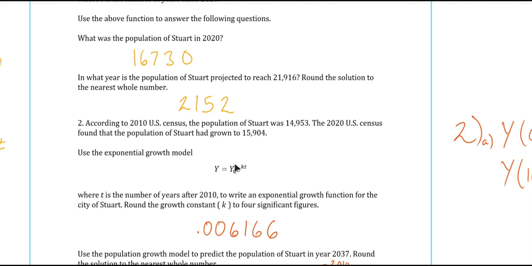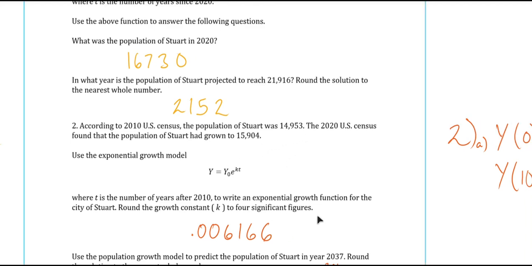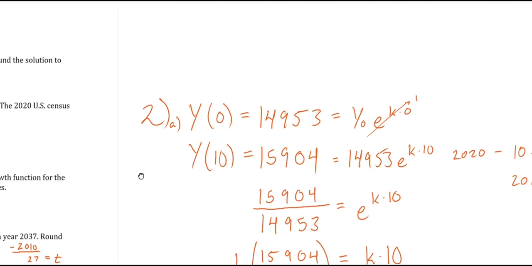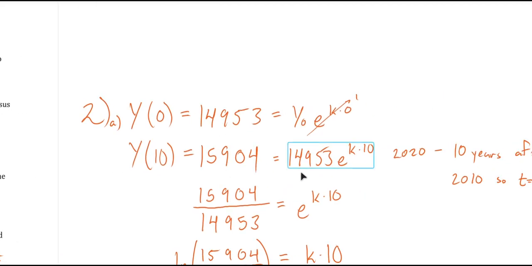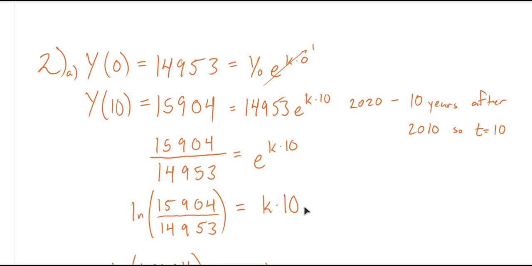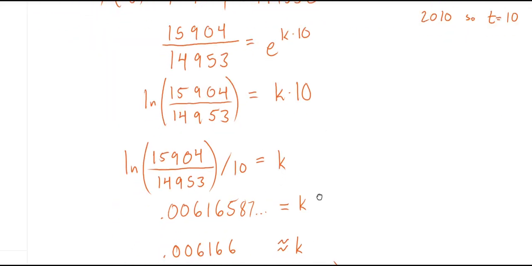That means that our initial population is going to be the population from 2010, 14,953. On the other hand, we can solve for k in the following way. We're going to want to put 14,953 in for our initial value, divide it over, take the ln, divide by 10, and we get our value for k.